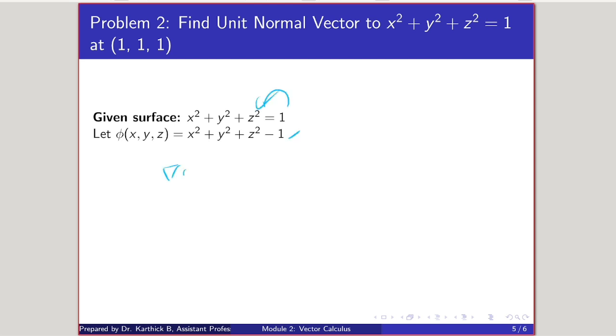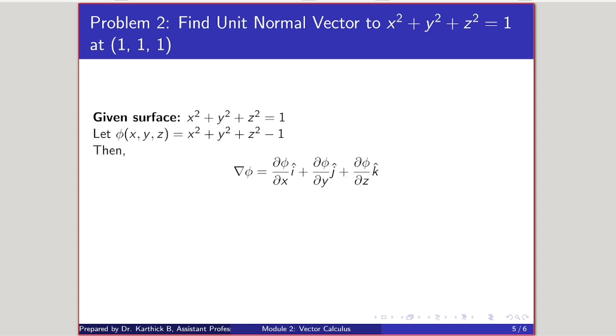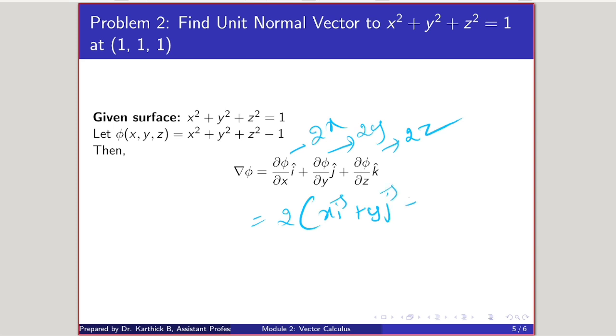Next we are going to find gradient phi. It will be dou phi by dou x i vector plus dou phi by dou y j vector plus dou phi by dou z k vector, and we will find that individually. Dou phi by dou x: if I differentiate this function, I will get 2x. With respect to y, it will be 2y. With respect to z, it will be 2z. On all the values, you get 2 as a common factor. So here it will be 2 into x i vector plus y j vector plus z k vector. This will be gradient phi.